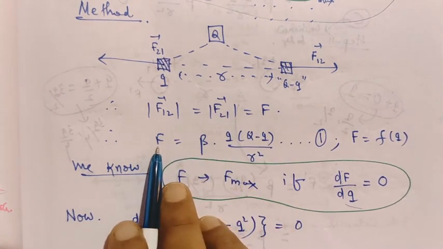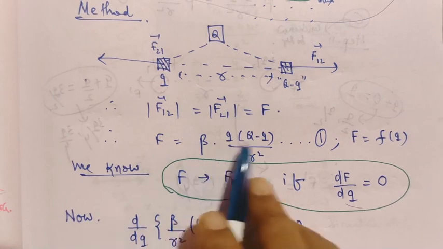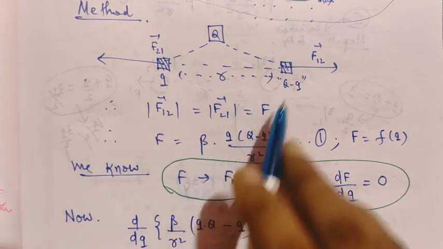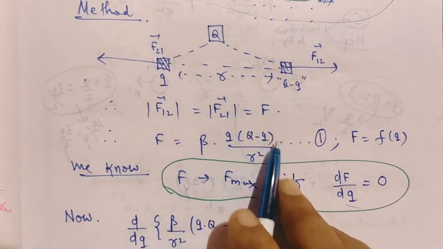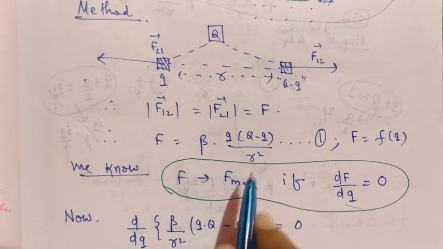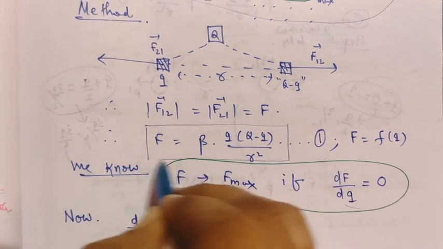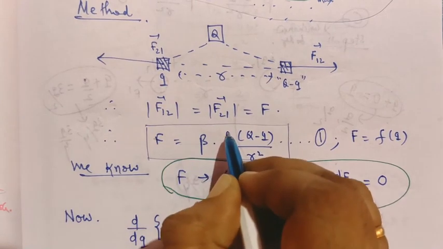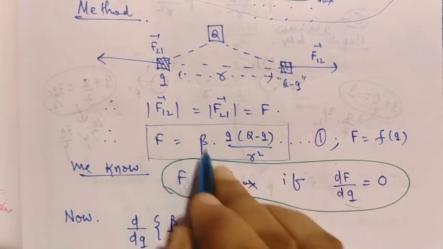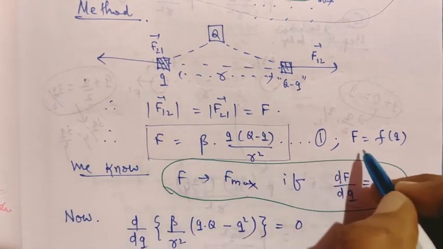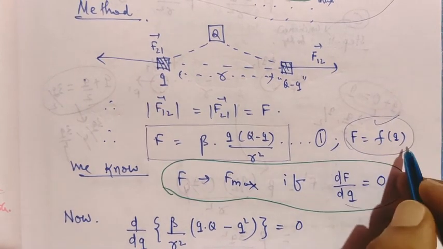The formula is F is equal to beta, product of the two charges. The first charge is q and the second charge is Q minus q, divided by r square. This is the formula. The force here depends only upon small q because all the other parameters are constant. So I have written here that force is a function of small q.